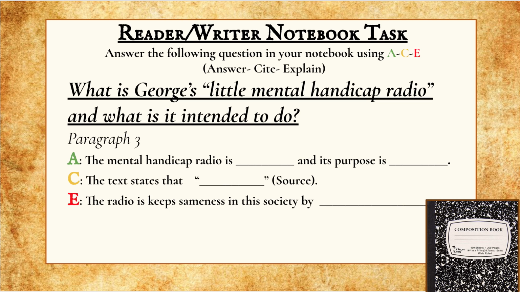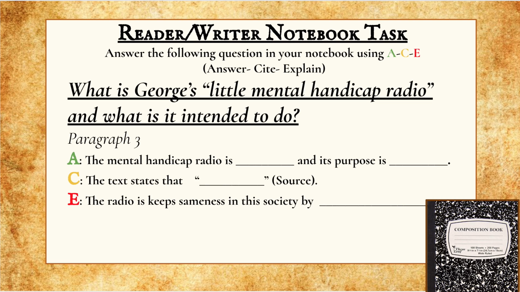The first one is, what is George's little mental handicap radio, and what is it intended to do? Now, if you don't remember where that information is, you can go back to your Springboard Online, and you can find that on paragraph 3. And for your answer, you can use these sentence frames, so you can literally write in your notebook, the mental handicap radio is, answer the question, and its purpose is, answer that question.